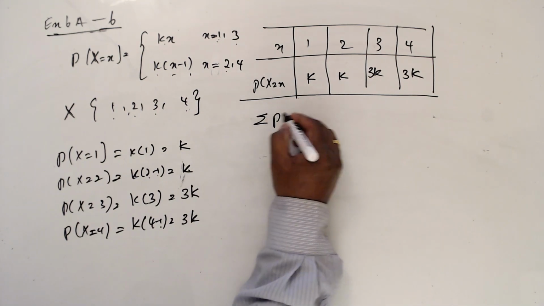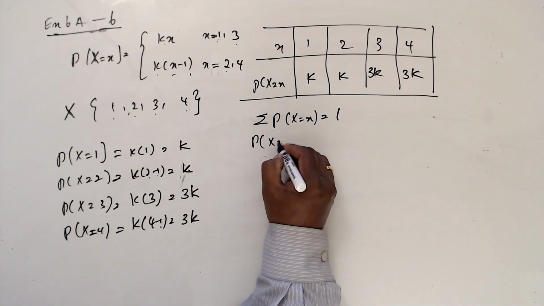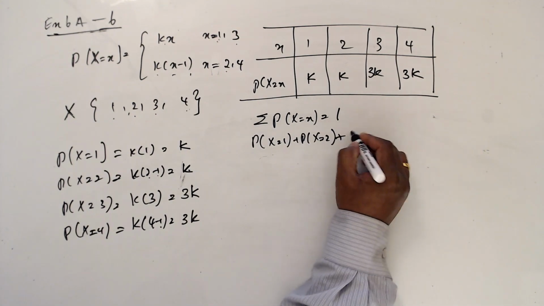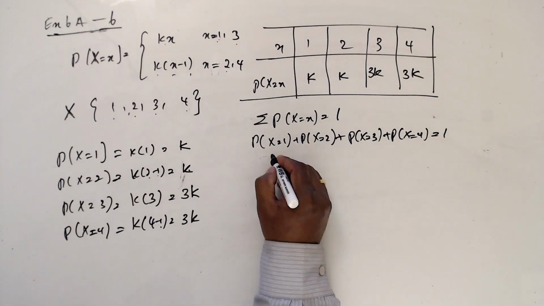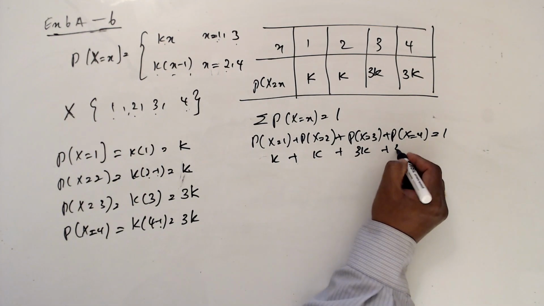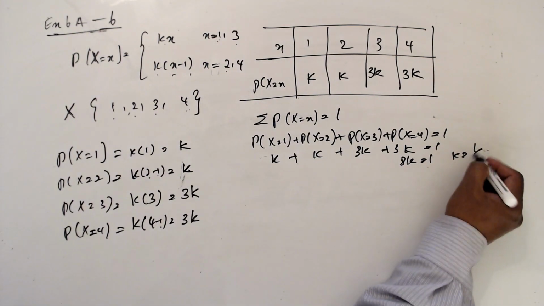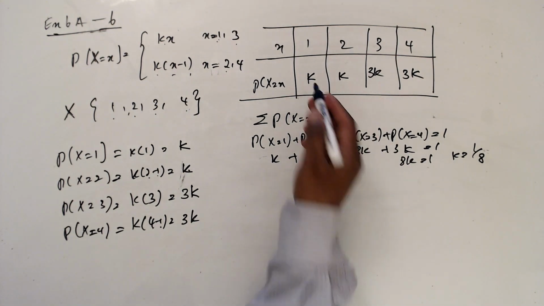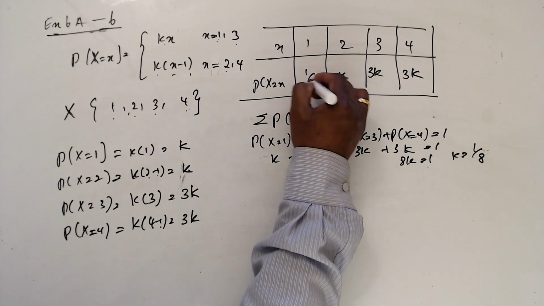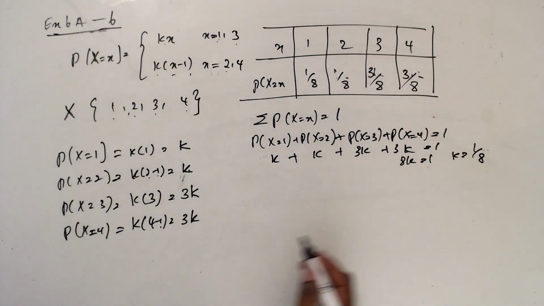We know that the summation of probability x equals 1. So it means probability of x equal 1 plus probability of x equal 2 plus probability of x equal 3 plus probability of x equal 4 is 1. So this is k plus k plus 3k plus 3k is 1. 3, 3, 6 plus 2, 8k is 1. K is 1 over 8. Now we can substitute this value: this is 1 over 8, this is also 1 over 8, this is 3 over 8 and this is 3 over 8.